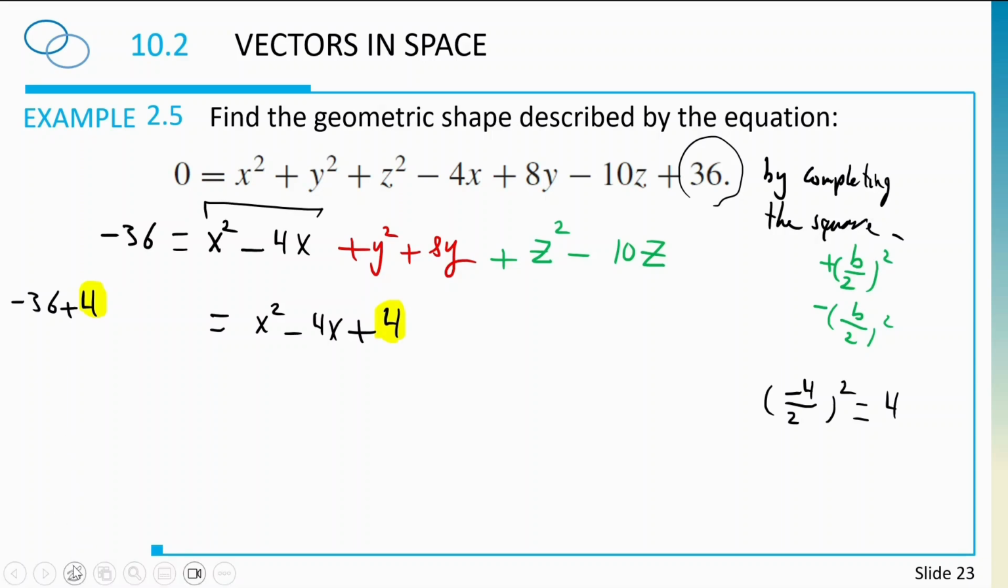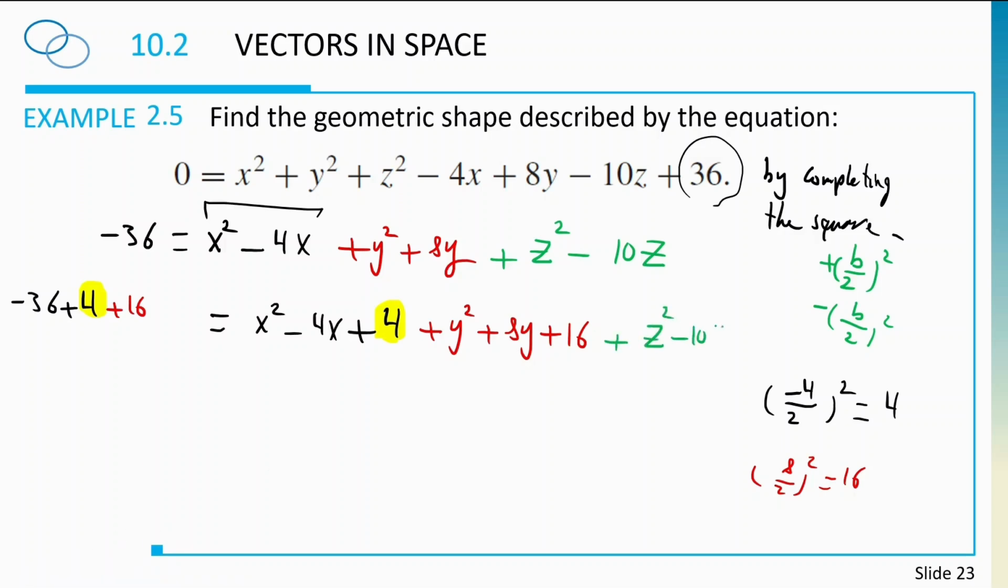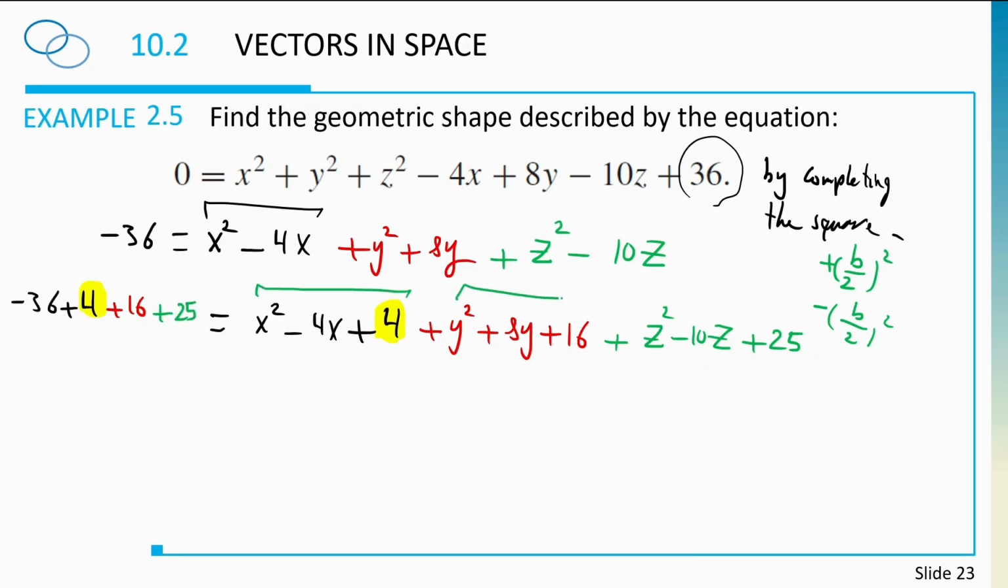Now let's move to y. So b is 8. 8 over 2 squared is equal to 16. So I need to add 16. 8y plus 16, and there I'll do plus 16. Same technique for z. So this is z squared minus 10z. b is negative 10, divided by 2 is 5, squared is 25. So I need to add 25 on both sides. 25, 25. Now each one of these three is a perfect square.